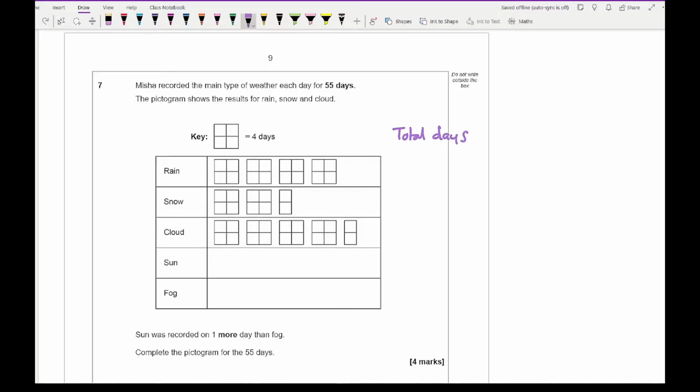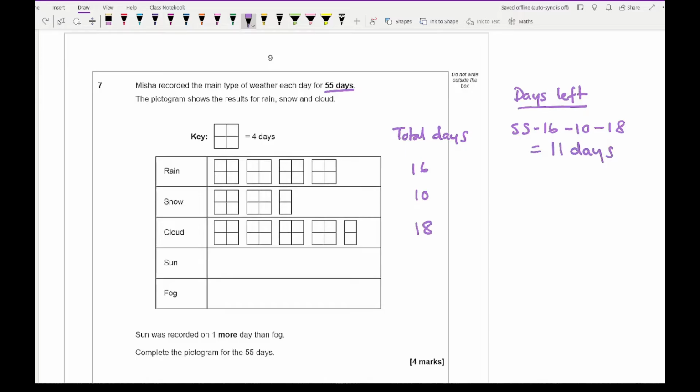So for rain, that's going to be 16. For snow, that's going to be 10. And for cloud, that's going to be 18. Now we know that there are a total of 55 days. So the days left is going to be 55 minus 16 minus 10 minus 18. And again, if I just simply work that out, I get an answer of 11.